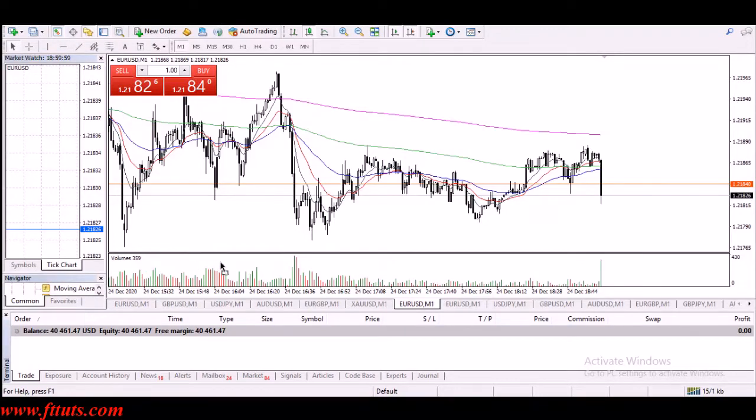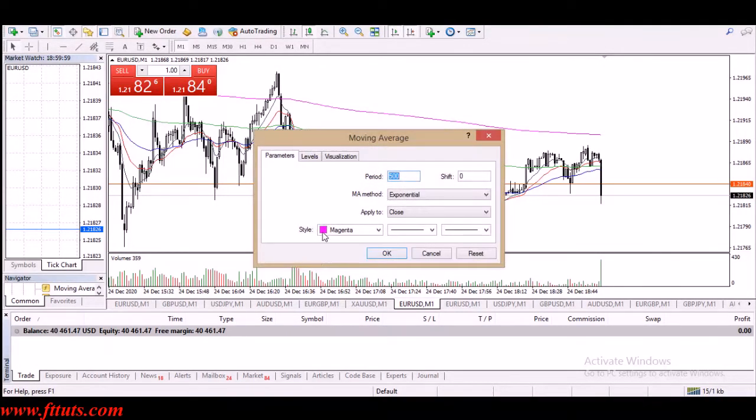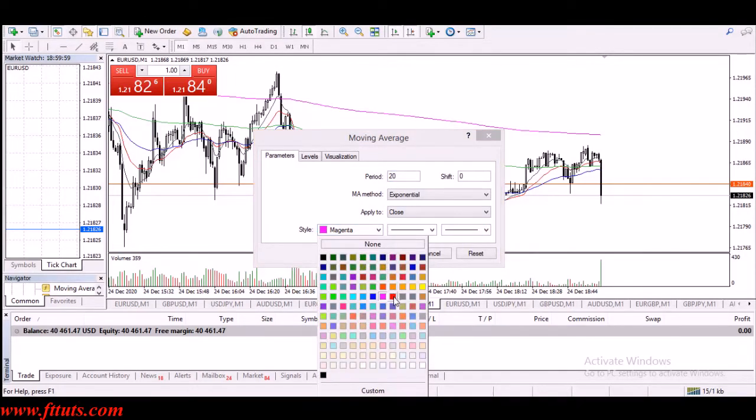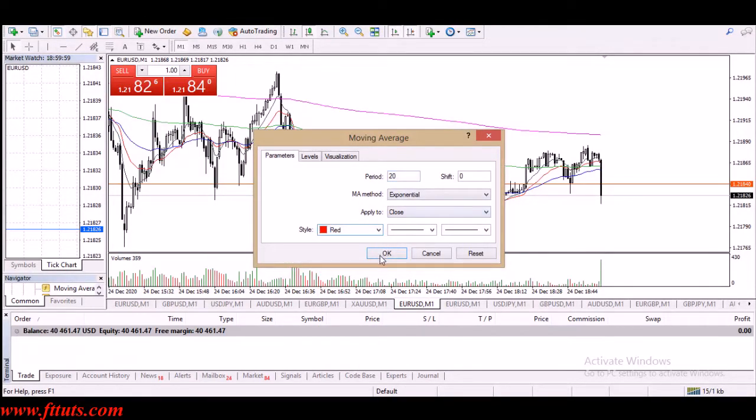You click on it and you drag it on the volume indicator. When you drag it here, you release the mouse and this window opens automatically. You select 20, exponential, close, and choose the color that you want. I choose a red one.